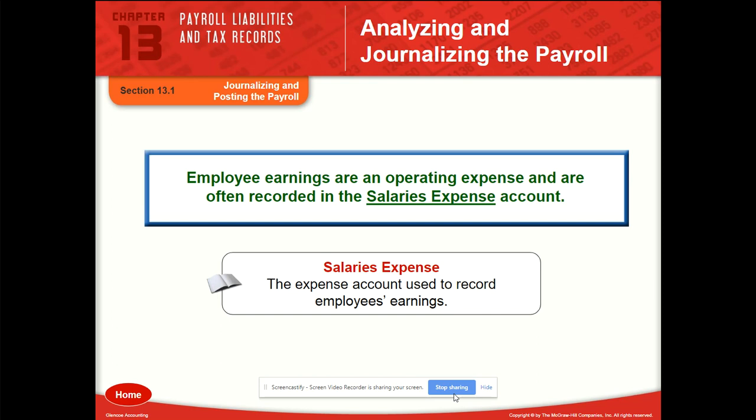Okay, so let's take a look at this. Employee earnings are an operating expense and are often recorded in a salaries expense account. So what does that mean? That means that for a business to have an employee, it costs something to operate the business. So that's why they consider it an expense of the business. It's not a revenue. It's not money coming into a business. It's money going out. It's money that you have to spend in order to keep your business running. So a salaries expense is an expense account used to record an employee's earnings. That's usually what we use to do that.